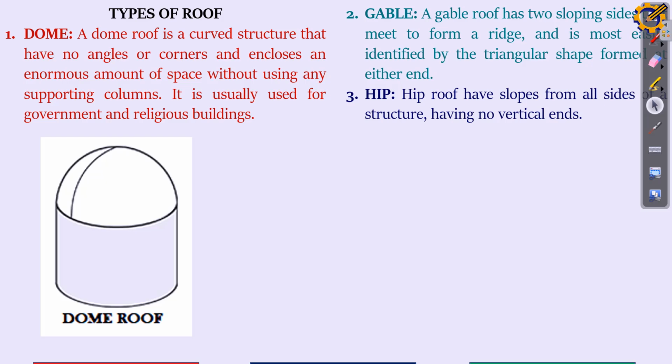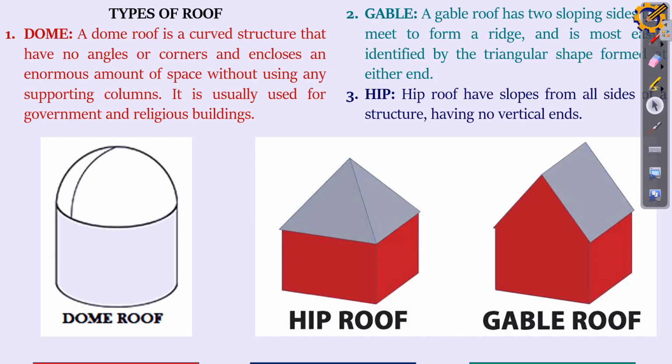Okay, so a hip roof has slope from all the sides, left, right, front and back. But a gable roof only slopes at two ends, either the left and right or front and back. That's it. Only slope at both ends. But a hip roof is sloped on the four sides. And you can see the difference between gable and hip roof here.